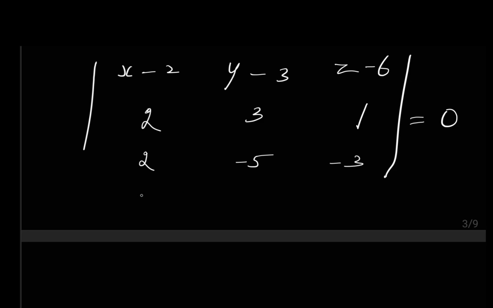See, after simplification, you will get x minus 2y plus 4z is equal to 20. So, this is the answer for you.